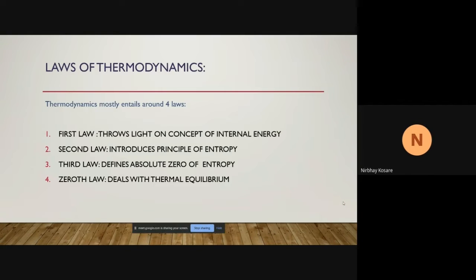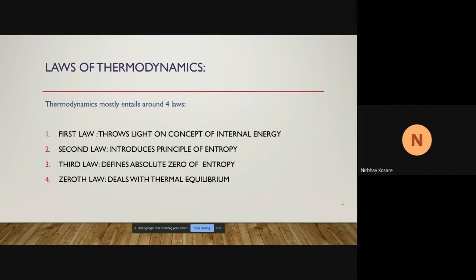Then the second law of thermodynamics states that energy in the form of heat flows only from a region of higher temperature to that of lower temperature. The second law has two statements, the Kelvin-Planck statement and the Clausius statement. In the Kelvin-Planck statement, it is impossible to construct an engine which gives 100% efficiency. The Clausius statement says it is impossible to construct a device operating on a cycle that produces no other effect than the transfer of heat from a cold body to a hot body.